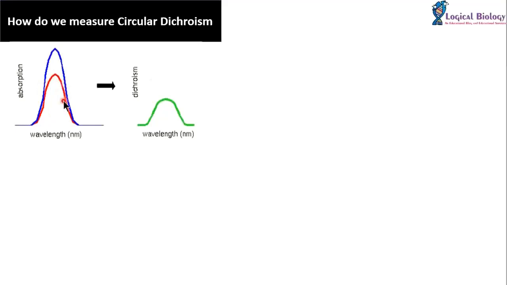So the circular dichroism, CD, can be measured by delta A, where delta A is equal to AL minus AR. AL is the absorbance of left-handed light and AR is the absorbance of right-handed light. So as I said in the last slide, circular dichroism is nothing but the difference of absorbance between left-handed light and right-handed light. So delta A is equal to AL minus AR.